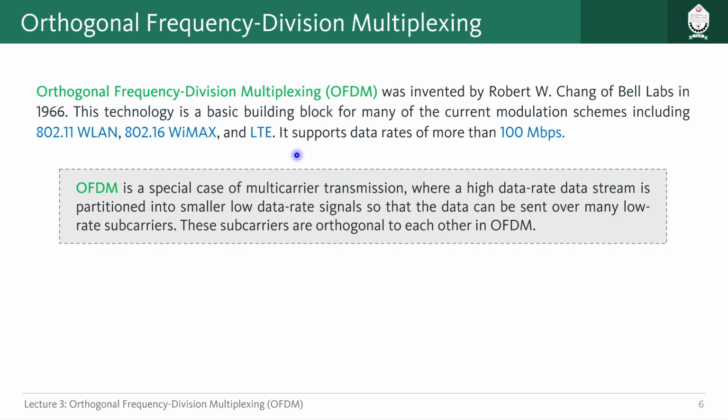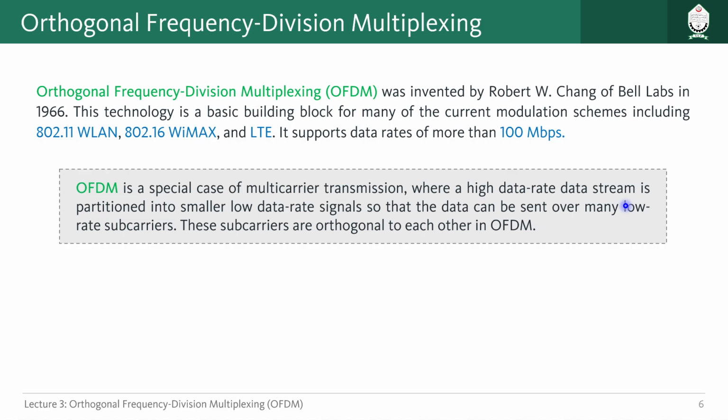Now if we want to define OFDM in short, it can be done in this way. OFDM is basically a special case of multi-carrier transmission where we have, let's say, a high data rate data stream, and we partition or divide that into some smaller low data rate signals.